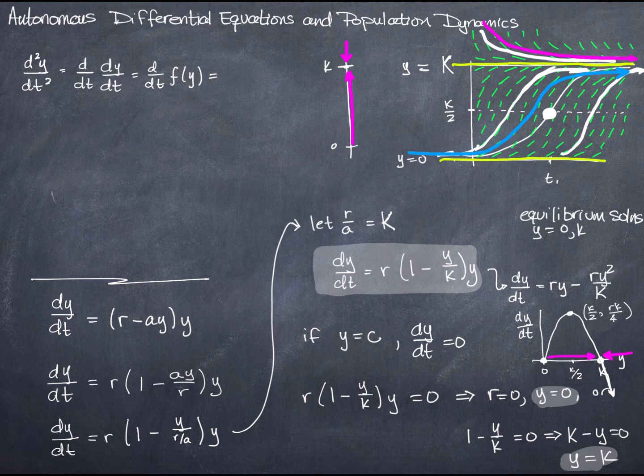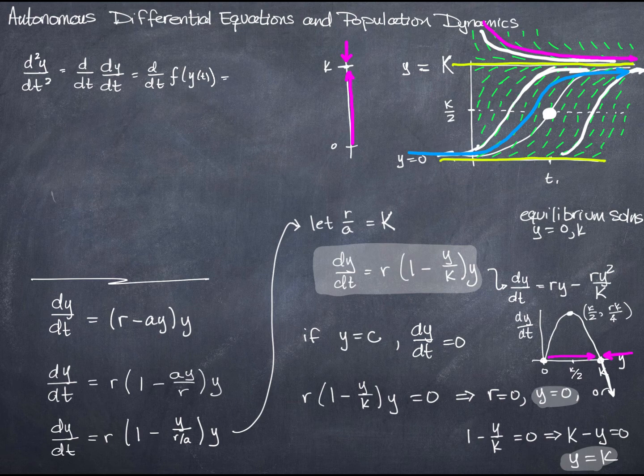Now that is equal to, I'm going to use the chain rule here. This is the derivative with respect to t of a function with respect to y. So my main variable in this function here is y, but I want to take its derivative with respect to t. Remember that t is embedded. I could write this as f of y of t.